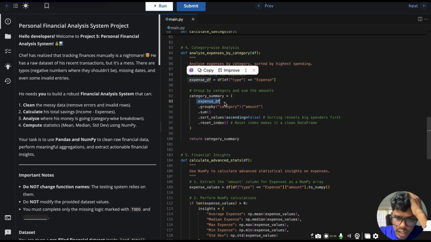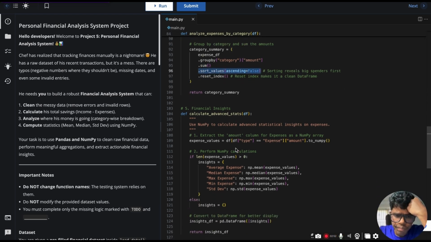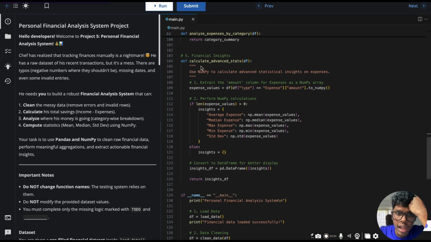Basically, the category summary is grouped by the category with the amount. So group by the category, all the different categories, and the amount, and find the sum of the total. If I've spent multiple times on the same category, then find the sum of all of these, and then we have to sort it in descending order, so the highest comes first.